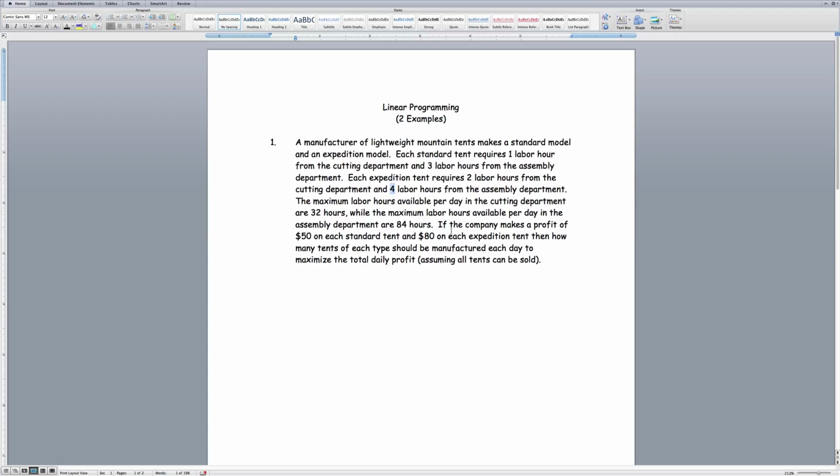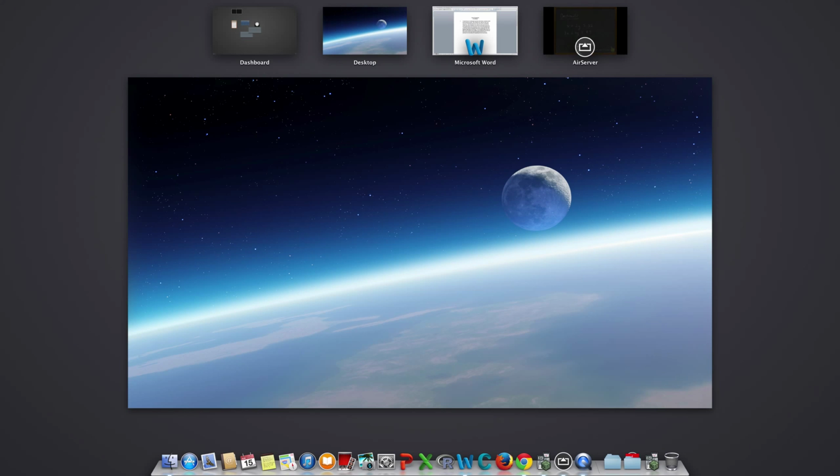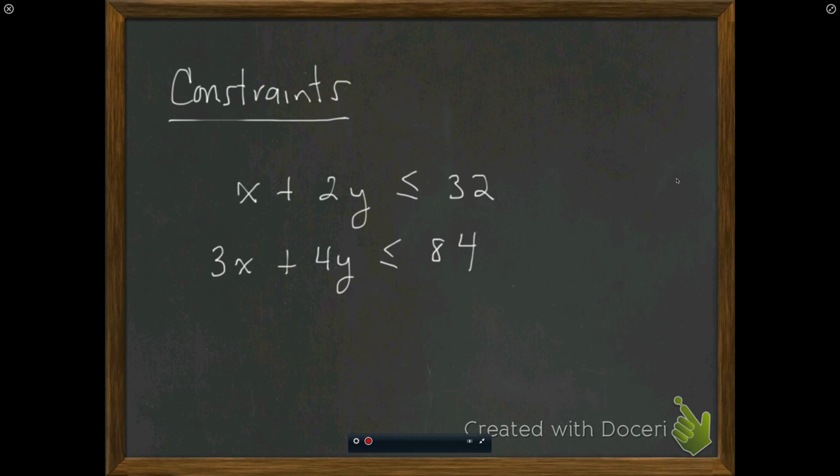Okay, kind of makes sense. So, guys, over here, what I've got now are the constraints. And again, it should be pretty obvious that we are not able to produce a negative number of tents. X is the number of standard tents. Y is the number of expedition tents. So, guys, at the end of the day, what do we have?